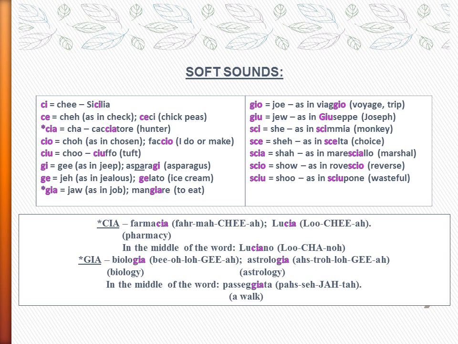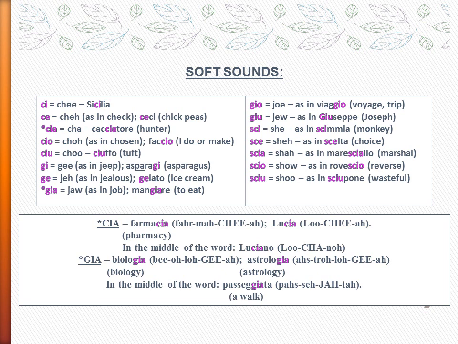in chosen or faccio, Ciu as in ciuffo, G as in jeep or asparagi, Je as in jealous or gelato, Già as in job or mangiare, Gio as in viaggio, Giù as in Giuseppe, Sci as in scimmia, Sce as in scelta, Scia as in maresciallo, Scio as in rovescio, Sciù as in sciupone.